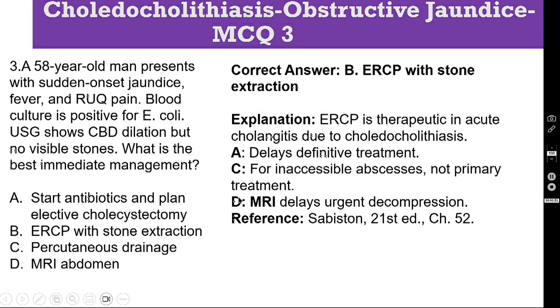C is also incorrect, percutaneous drainage is for inaccessible abscess, it is not a primary treatment. And D, MRI abdomen, also delays urgent decompression. So immediately you have to do ERCP with stone extraction. That is the correct answer. Reference is Sabiston, 21st edition, chapter 52.